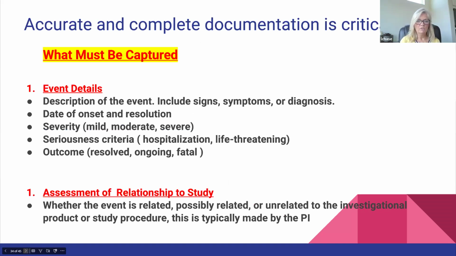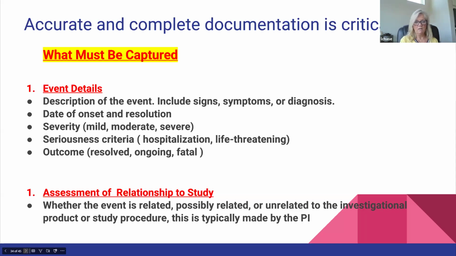And then what must be captured. So event details: the description of the event includes the signs, symptoms, or diagnosis. You want to make sure you put the date of onset, and then if there was a resolution, the severity. So make sure you always document whether it was mild, moderate, or severe, and then the serious criteria, hospitalization or life-threatening, and then the outcome: resolved, or if it's ongoing, or unfortunately, if it was fatal.